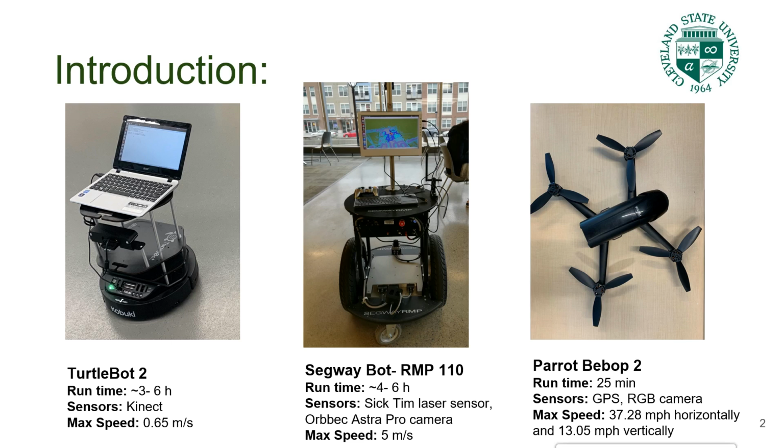the SegwayBot robot, and it gives us a runtime of about 4 to 6 hours, and it is equipped with a 16 laser sensor and an RGBD camera. Also, we have the Parrot Bebop 2, which can fly in 3D environments for about 25 minutes, and it is equipped with a sensor, GPS, and an RGB camera.